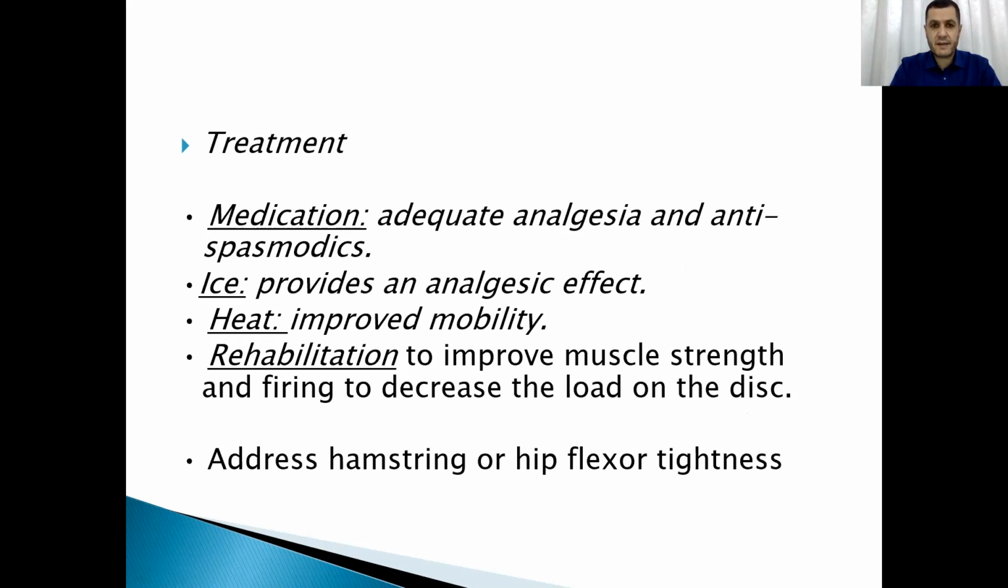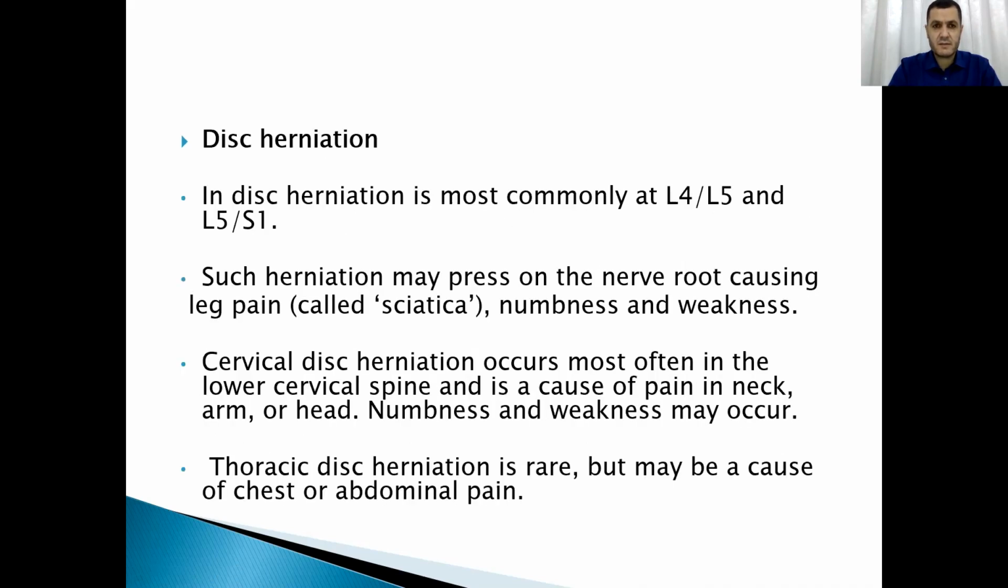Treatment for disc diseases includes adequate analgesia, ice, heat, rehabilitation, and again addressing hamstring and hip flexor tightness. Disc herniations mostly occur between L4-L5 and L5-S1. They may cause leg pain, numbness, and weakness. Cervical disc herniations occur most often in the lower cervical spine, and are a cause of neck, arm or head pain. Numbness and weakness may occur. Thoracic disc herniation, as we said, is rare, but may be a cause of chest or abdominal pain.